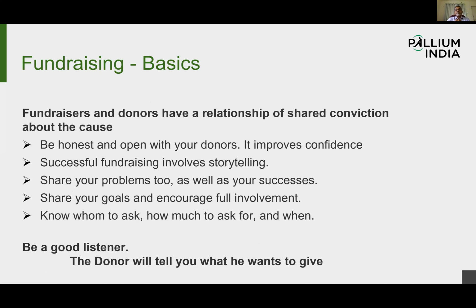And since we are talking about challenges, as I said, successful fundraising involves storytelling. And it's not just about sharing success. We could share the challenges, the problems that we face, and it's about, again, collaborating there.